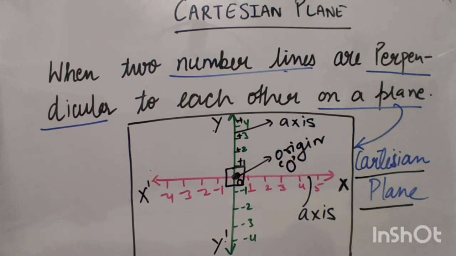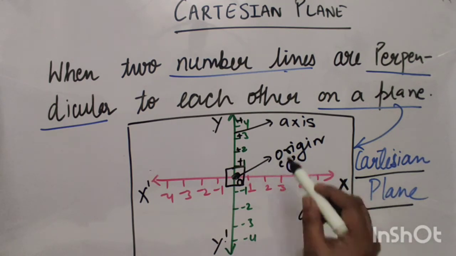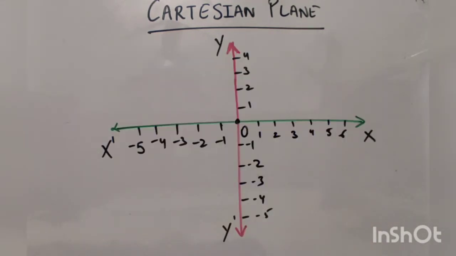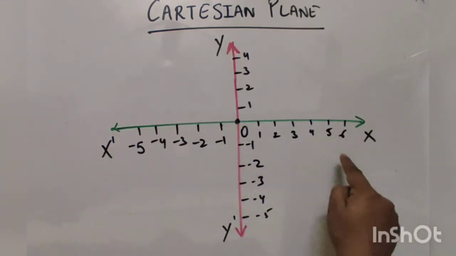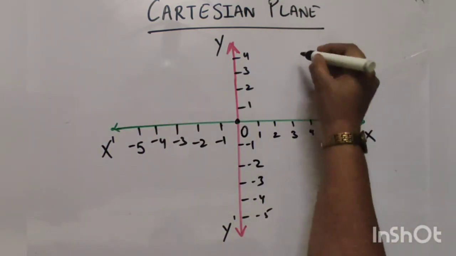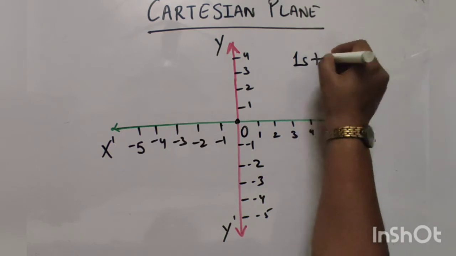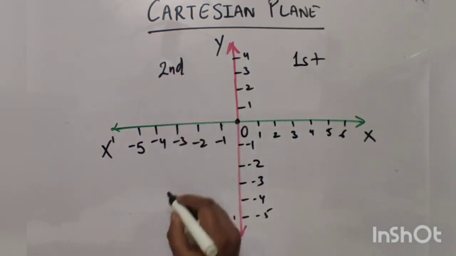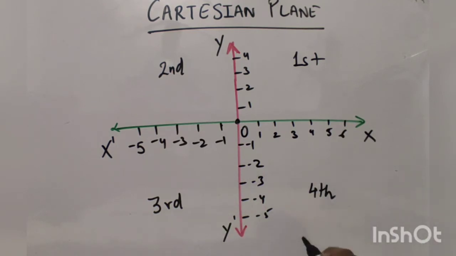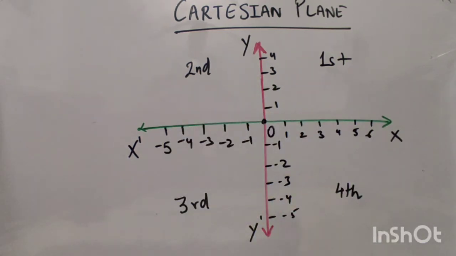Right, children? Now, let's further talk about the regions that have been divided by these two number lines. As you can see here, these two number lines have divided the Cartesian plane into four equal parts, right? This is the first part, this is the second part, this is the third part, and this one is the fourth part, anti-clockwise. And there is a particular reason behind it.